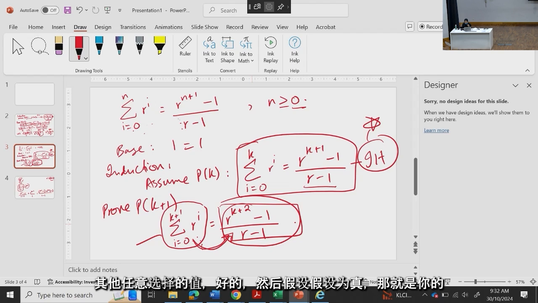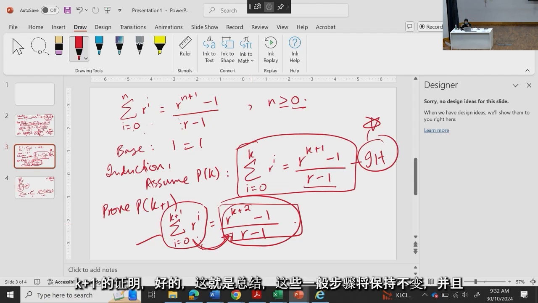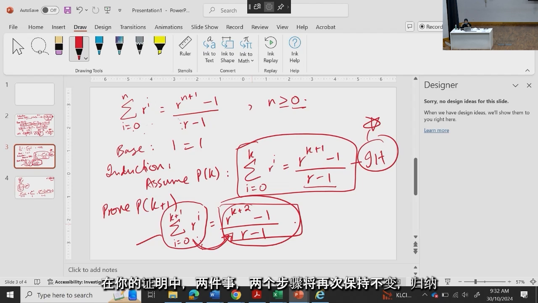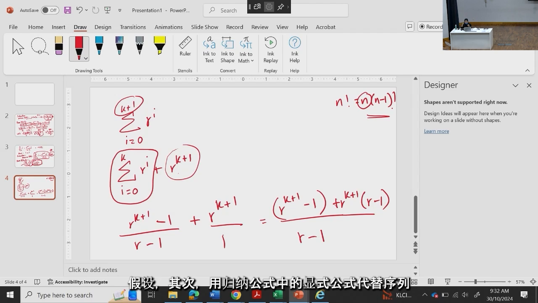Okay, then assume the hypothesis to be true. That will be your inductive hypothesis. That will be the starting point of your proof. What you have to show is the proof of k plus 1. Okay, so that is the summary. These general steps will remain the same, and within your proof, two steps will again remain the same: the inductive hypothesis, and second, replacing the sequence with the explicit formula from the inductive hypothesis. After that, it's up to you how you show that left hand side is equal to right hand side. Is it clear?